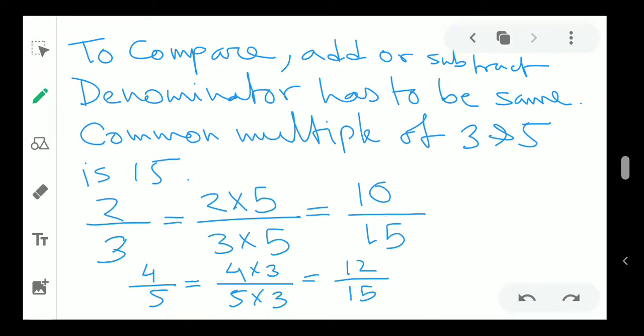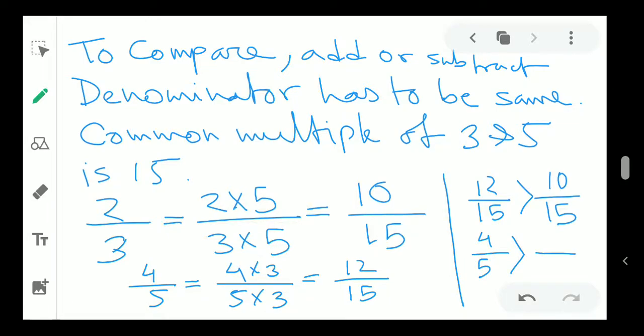So that means if I was having 15 chocolates, I would have given you 10 chocolates, and if he was having 15 chocolates, he would have given you 12 chocolates. So that means he is more kind. So that's why 4 by 5, because 12 by 15 is more than 10 by 15. So 4 by 5 is also bigger than 2 by 3. So this is a way of doing this kind of maths.